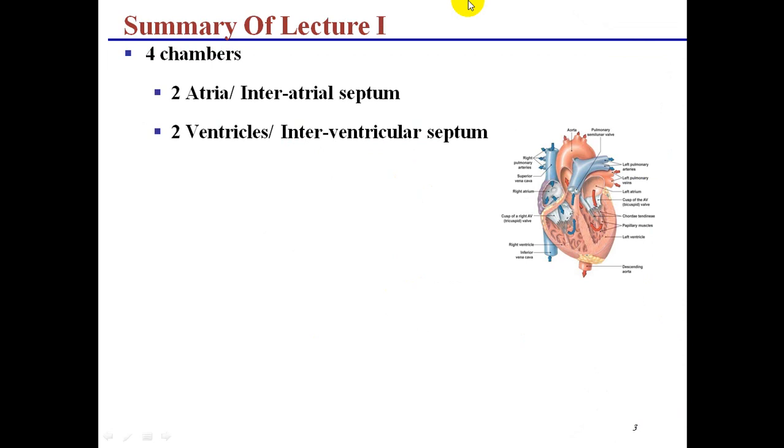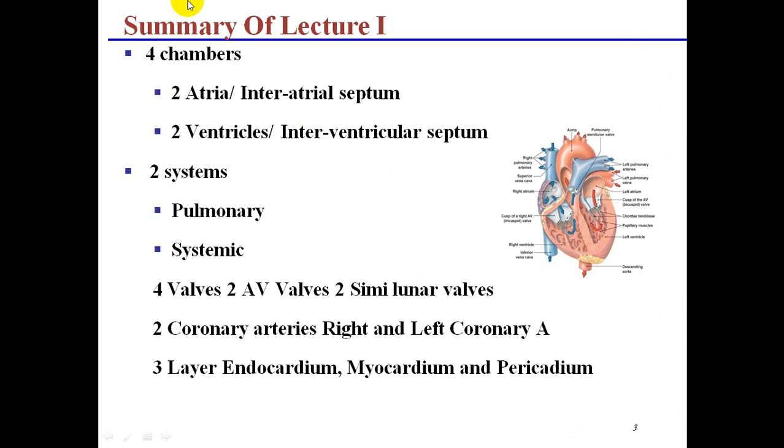The summary of the previous lectures. The heart is formed from 4 chambers: 2 atria with an interatrial septum, and 2 ventricles with an interventricular septum, and the 2 systems, pulmonary, which carries deoxygenated blood, and systemic, which carries oxygenated blood. And as we discussed, there are 4 valves: 2 atrioventricular valves and 2 semilunar valves.